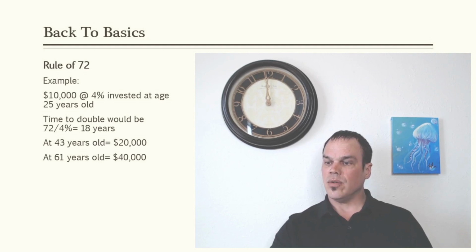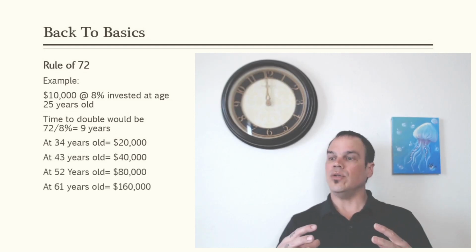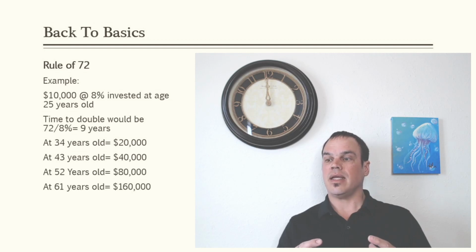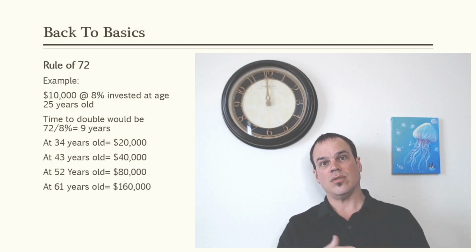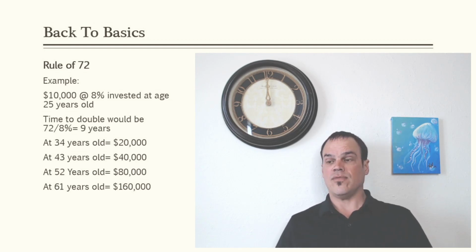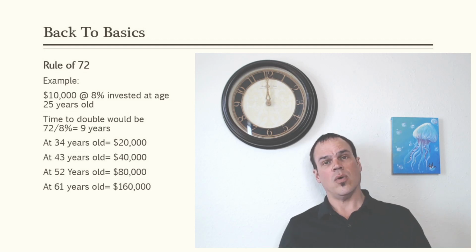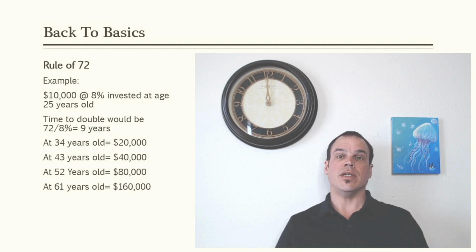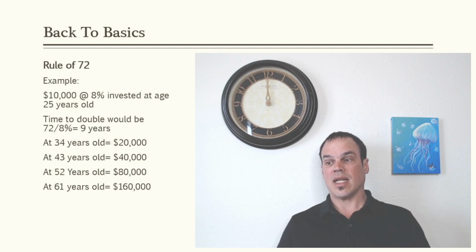But I wanted to show you how it would look if we were to invest at 8%. So at 8% again, 72 divided by 8 is going to be 9. So every 9 years, your money's going to double. So at 34 years, you're going to get to $20,000. So in the previous example, it was 43 years. At this one, it's 34 years where your money's going to first double. So then the next doubling is going to be at 43 years old. That's going to be $40,000. So you're already double of where you would have been before. At 52, it's going to be $80,000, and at 61, it's going to be $160,000.